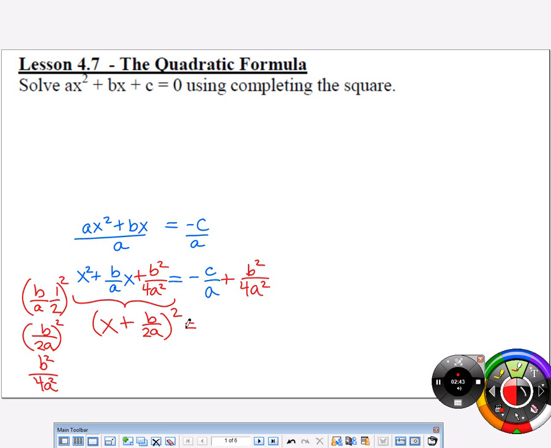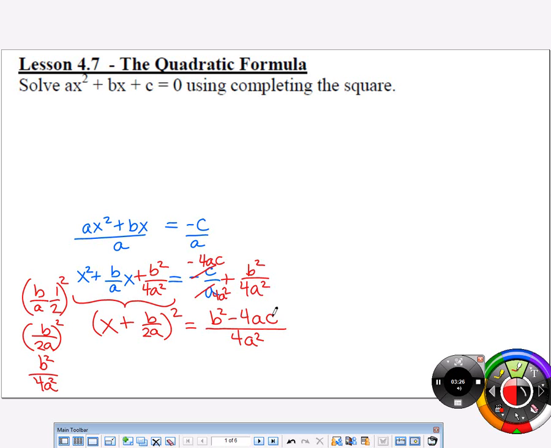On the other side, I would like to combine the fractions together, but to do that, they need a common denominator, which means for this denominator to become 4a squared, it has to be multiplied by 4a. So I'm also going to multiply the c by 4a. So that's going to become minus 4ac. Okay. So on this side, I have a denominator of 4a squared. And I'm just going to put the positive term before the negative term. So instead of writing negative 4ac plus b squared, I'm going to write b squared minus 4ac. Okay?